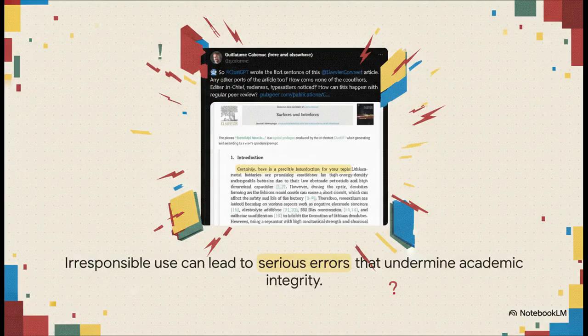But, and this is a big but, here's the other side of that sword. What you're looking at on this slide, this is a real, peer-reviewed paper. And if you look closely at the introduction, it starts with, "certainly, here is," which is a dead giveaway that it was just copied and pasted from a chatbot. This is exactly what happens when these tools are used irresponsibly. It's not just a funny mistake, it leads to serious errors that can totally tank your academic integrity.